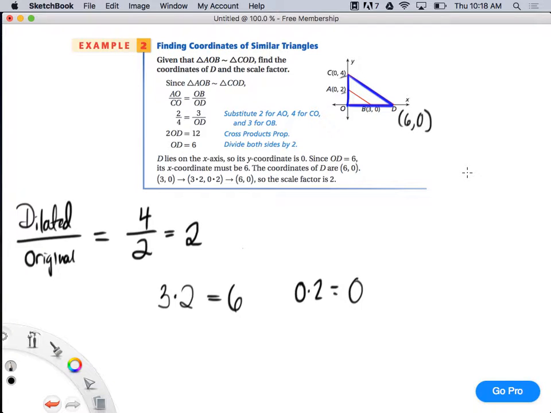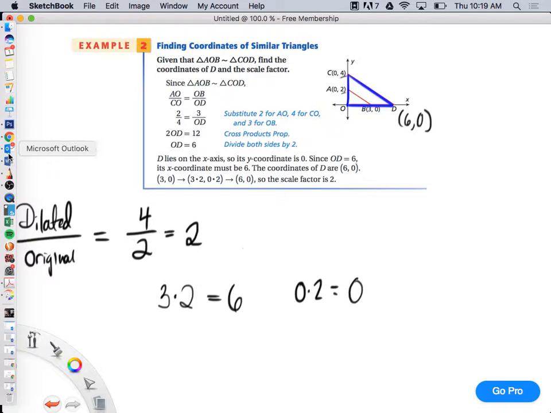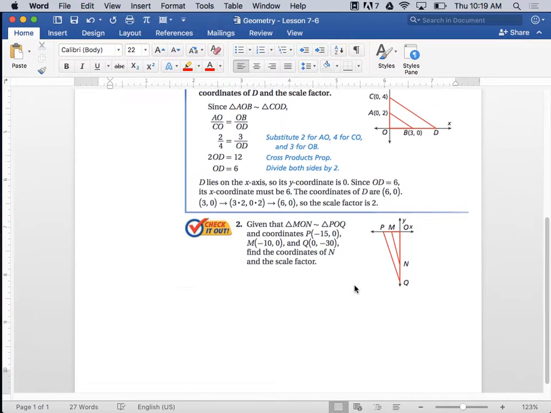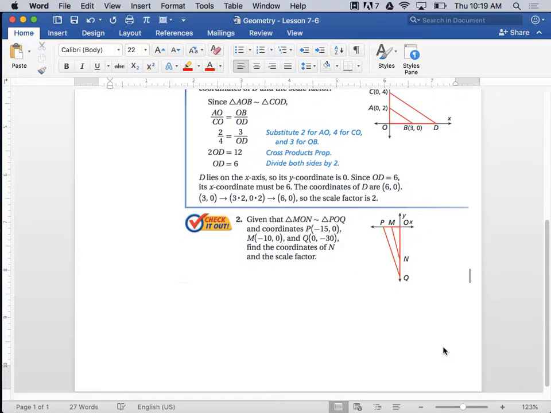So how do I find the scale factor? I use the points that I know: 4 and 2. So 4 divided by 2 is 2. And then I multiply to get the next point. Is that pretty clear? All right. Now we have an example that you guys are going to do on your own, the check it out example there.